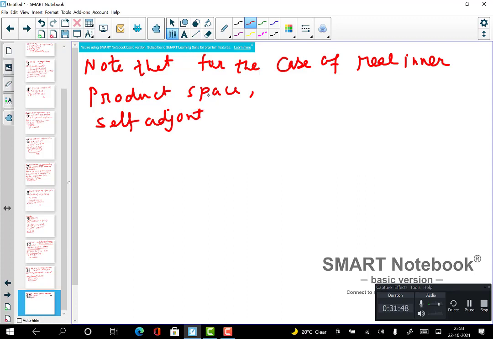So self-adjoint is actually equal to what is called symmetric. Okay, so symmetric operator or symmetric matrix or whatever. So what does that mean? Maybe I did not define it for a symmetric operator. A symmetric operator means the matrix representation of that operator is a symmetric matrix, right? Okay.